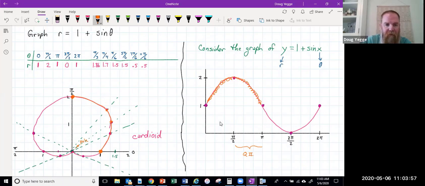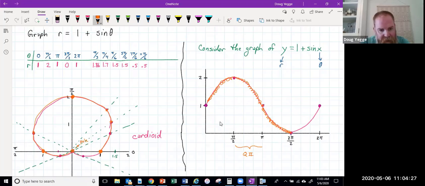And so that's why whatever happened on the left side is going to happen on the right side in quadrant 2. Which is why by the time it gets to pi, I'm now at 1. And now I can see that my radii are getting smaller. They're getting closer to the pole until they finally hit 0.